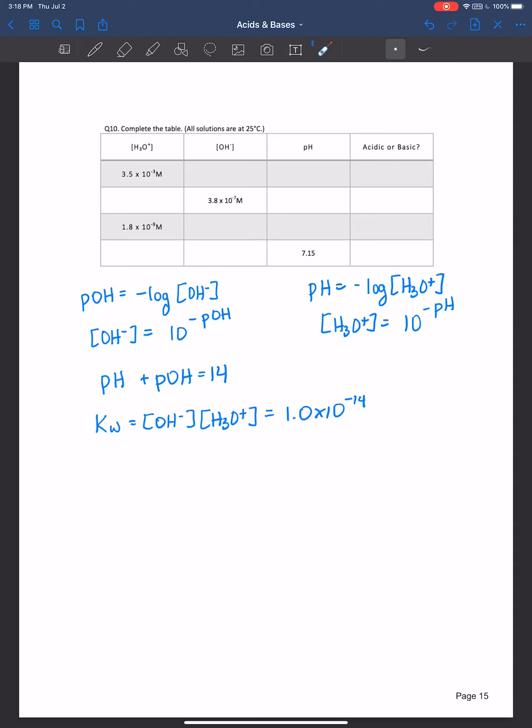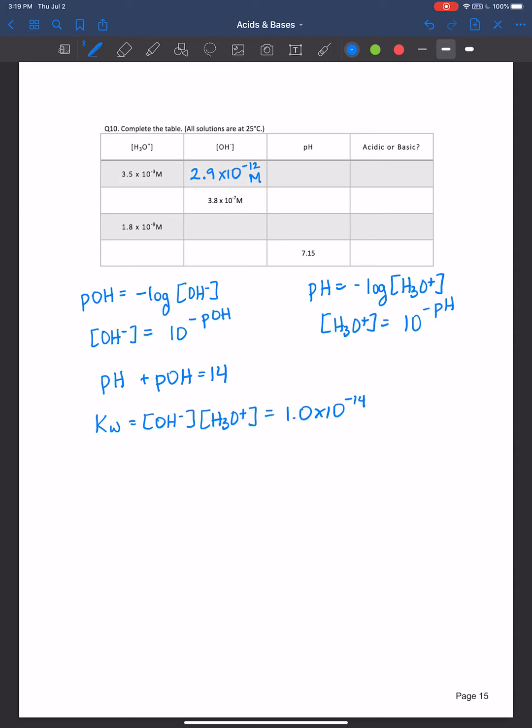Just look at the first row here. We're given the hydronium ion concentration. We want to figure out the hydroxide ion. So to do that, I would use this formula down here. I would take 1 times 10 to the negative 14th and divide by 3.5 times 10 to the negative 3rd. And when you do so, you should get 2.9 times 10 to the negative 12th molar.